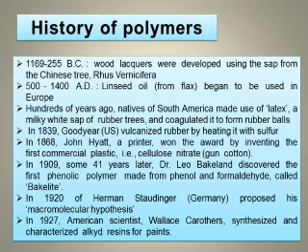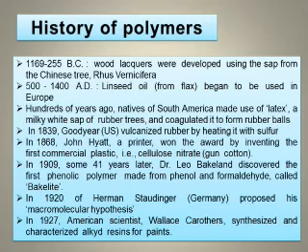This slide describes the history of polymers. From 1169 to 255 BC, wood lacquers were developed using the sap from a Chinese tree. From 500 to 1400 AD, linseed oils began to be used in Europe. Hundreds of years ago, South America first developed latex and formed a rubber ball from this using the coagulation method. In 1839, Goodyear vulcanized the rubber by heating it with sulfur.